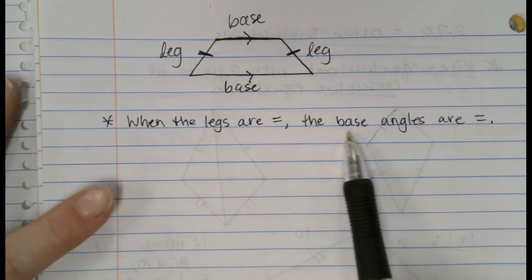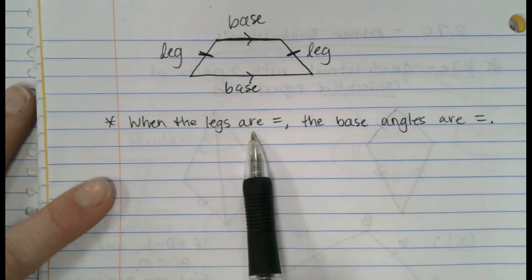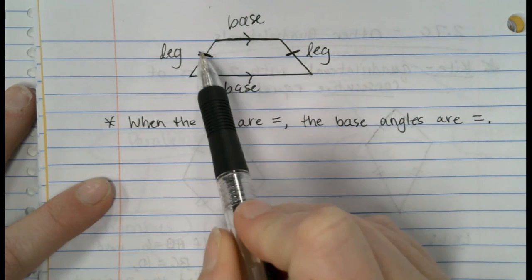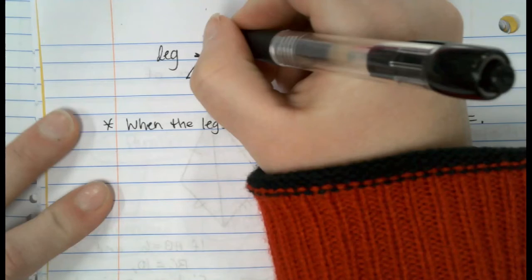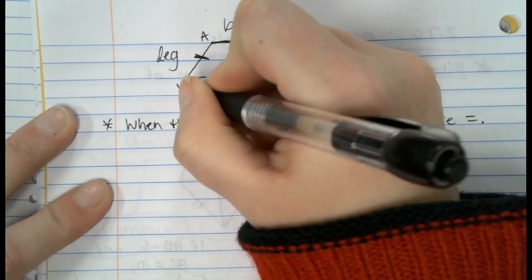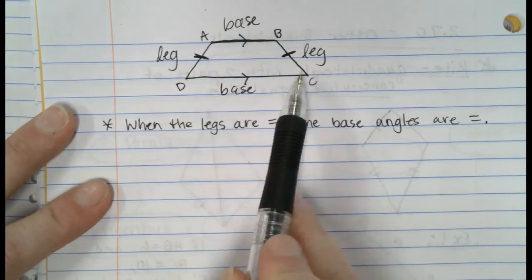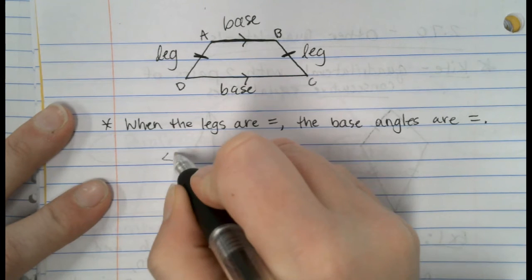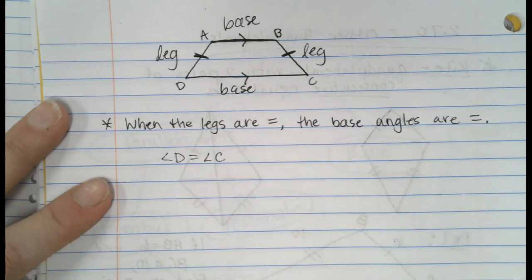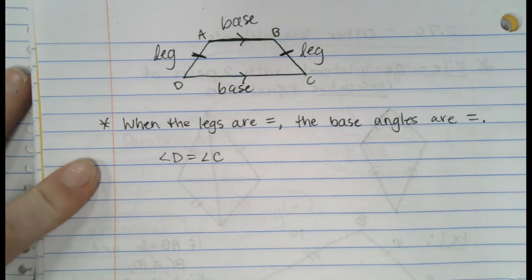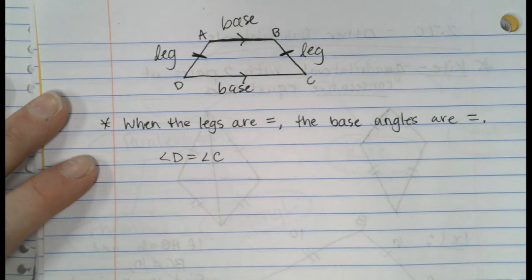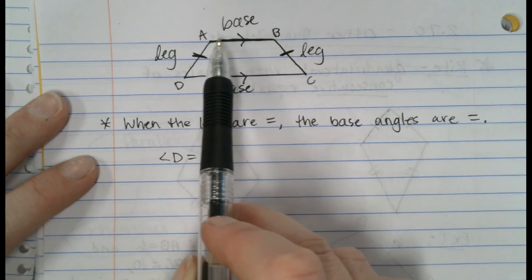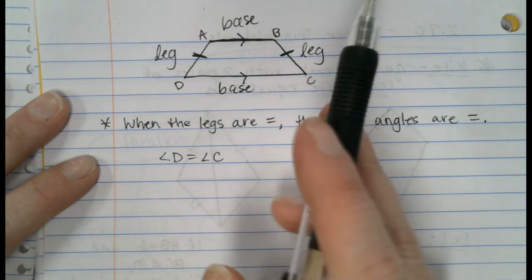This is only true when the legs are equal, and that means you've got to have tick marks on these over here to know that they are equal. So just to give you some letters, A, B, C, and D, what this means is we would call these the base angles, D and C. They are equal to each other. Angle D is going to be the same as angle C. But also, since this is the base too, these are also base angles. A and B are also going to be equal.